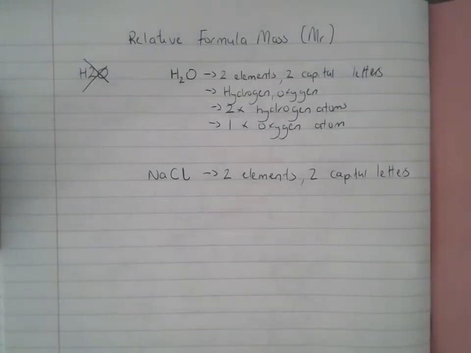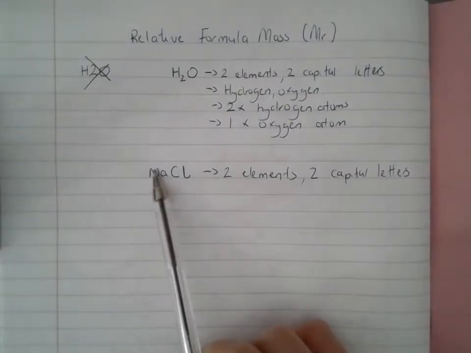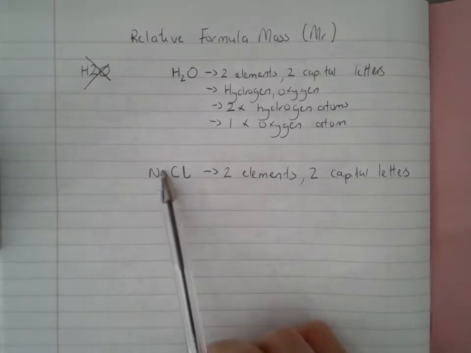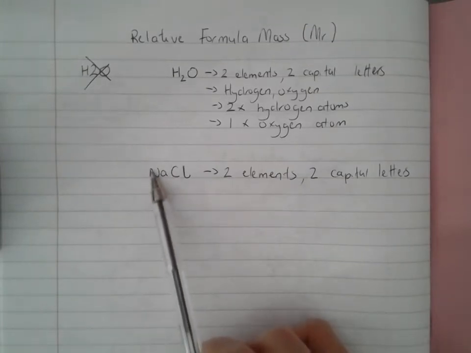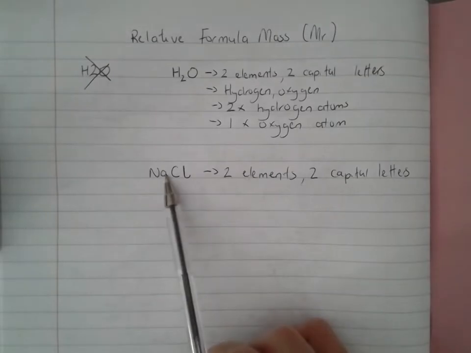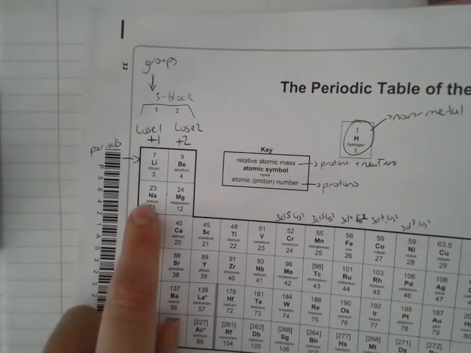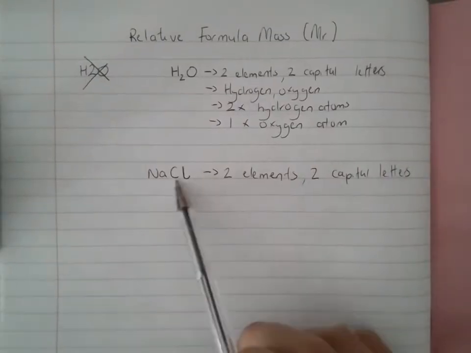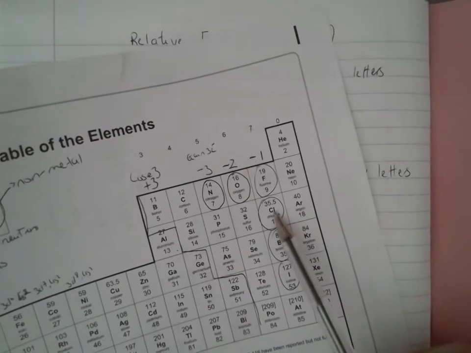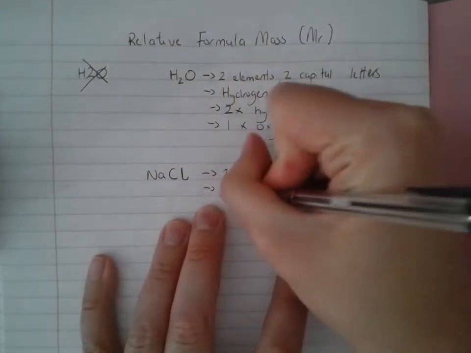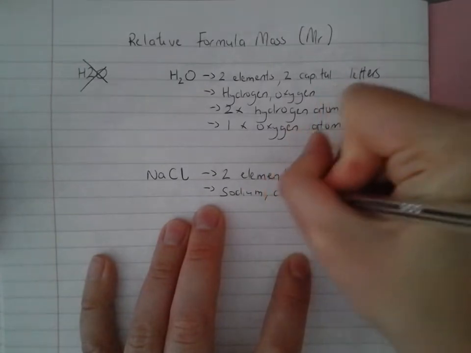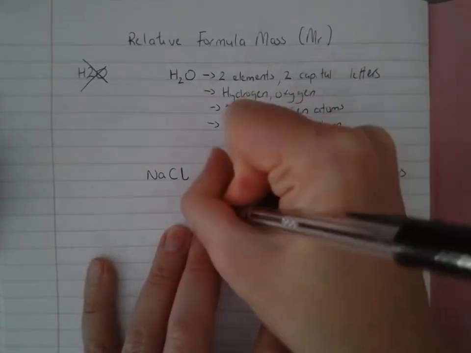And when I want to find out what elements they are, when I go to my periodic table, I'm not just looking for capital N, I'm looking for capital N followed by a small a. So that small letter is going to go with the capital letter before it. So I'm looking for a capital N and a small a. And when I do that, I find that it is sodium. And then I look for a capital C and a small l. And when I do that, I find that it is chlorine. So the elements I have are sodium and chlorine. And you obviously will always have a periodic table with you in your exam.